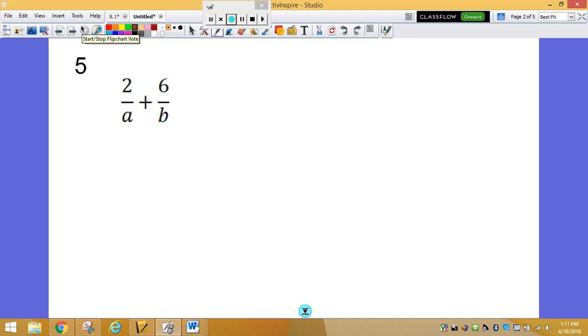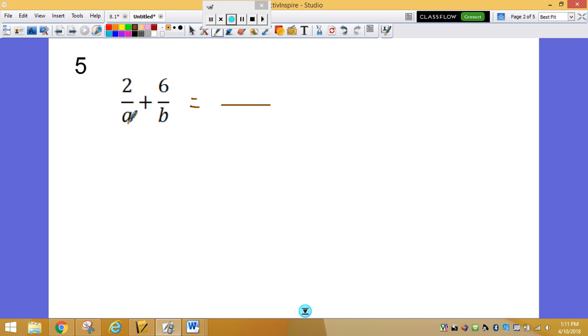All right, this is what number 5 on your worksheet looks like. If you notice, what's different about this worksheet is we're adding and subtracting versus multiplying and dividing. When you're multiplying and dividing, you don't have to have a common denominator, but when you're adding and subtracting, you do. So that's why this gets a little bit tougher.